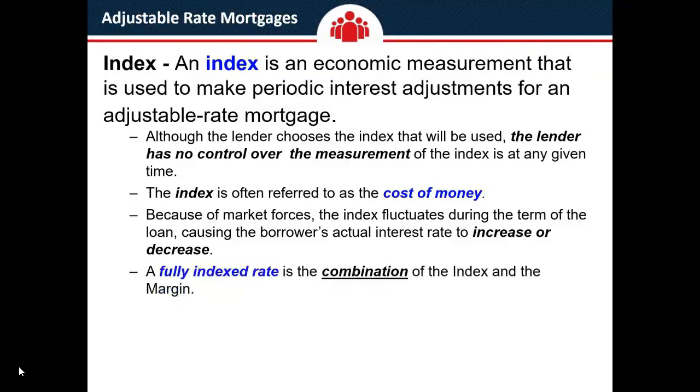The fully indexed rate is a combination of the index and the margin. See, the rate is made up of the index plus the margin. When they add those together, that determines what's called the fully indexed rate, and that's the actual interest rate that the borrower will be paying. The plural of index is indices, not indexes. So you want to know that term. The plural for index is indices, not indexes.